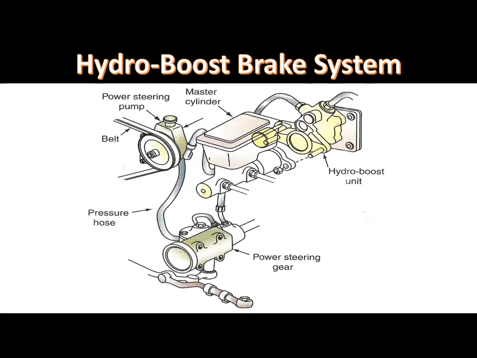Some vehicles have a hydro boost brake system with a hydraulic brake booster. These systems are often used on diesel engines because of the low manifold vacuum in these engines. In a hydro boost brake system, a hydraulic brake booster is mounted between the master cylinder and the brake pedal. The power steering pump supplies fluid pressure to the hydro boost unit and the power steering gear. Some vehicles have a separate pump for the hydro boost system.